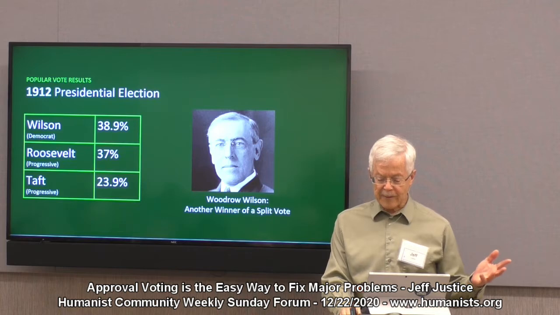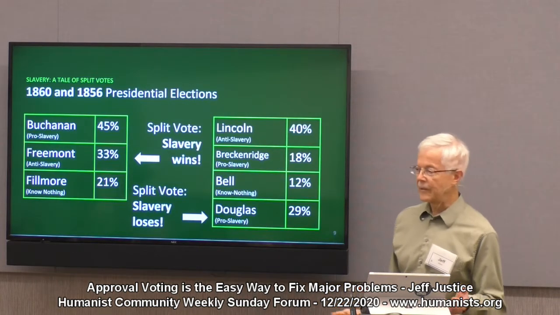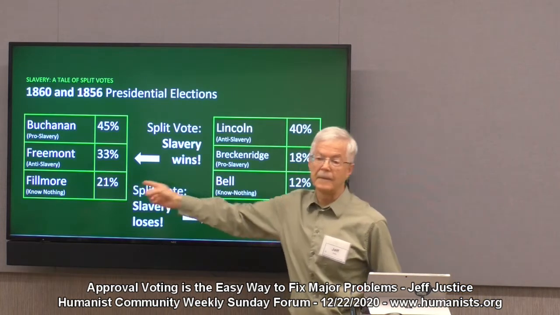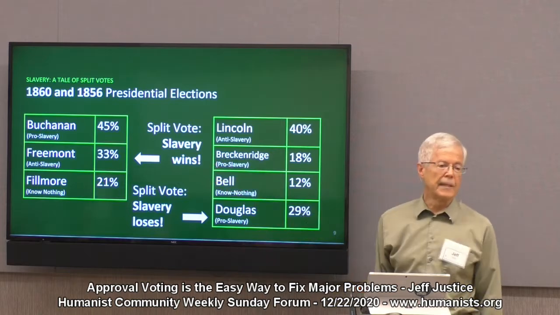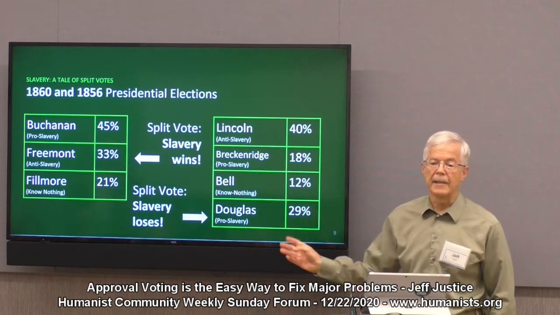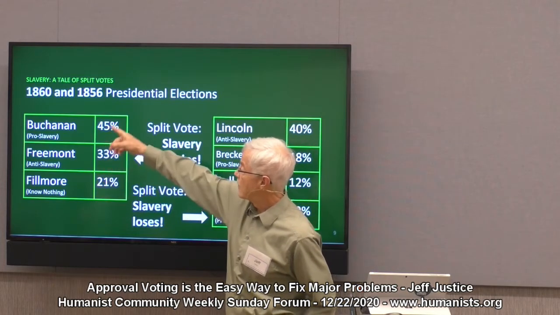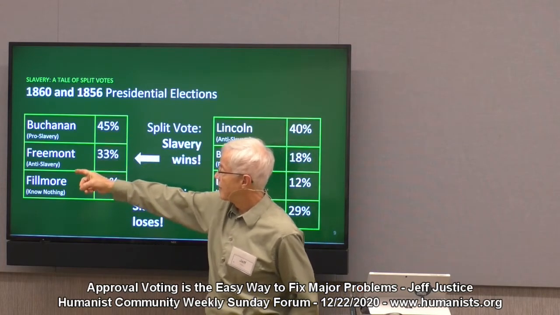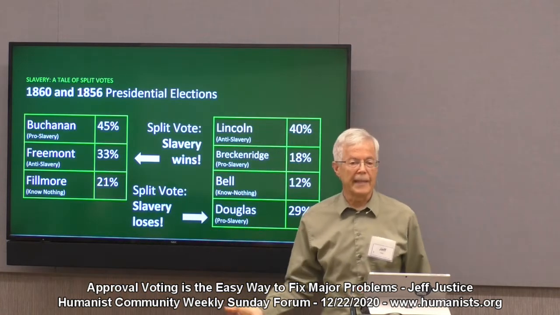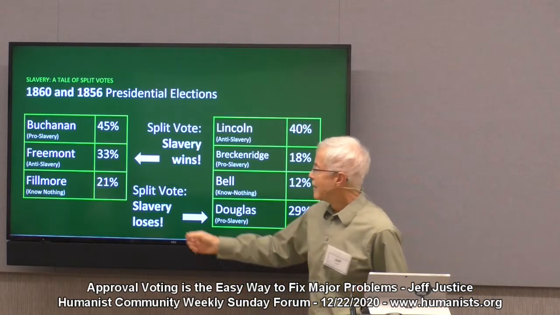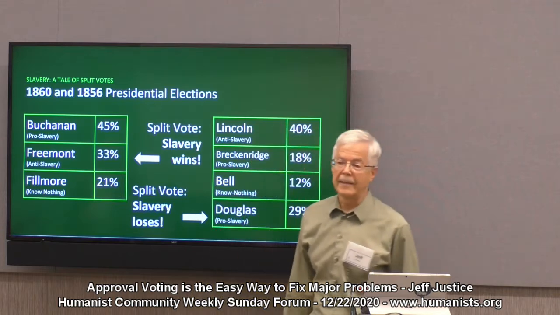Okay, so one more example from history, although these are only the really important ones. Well, this is actually two examples, 1856 and 1860. Slavery was the issue of 1856 and 1860. And so in 1856, there were three candidates, a pro-slavery, anti-slavery, and a know-nothing, which means they didn't want to have a stance on slavery. And they end up splitting the vote, and the pro-slavery candidate wins in 1856.